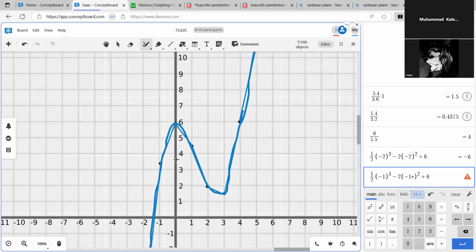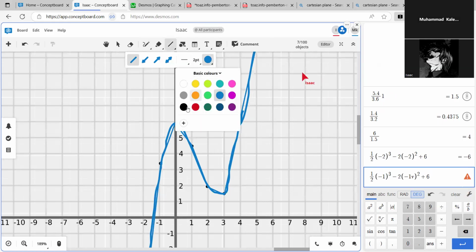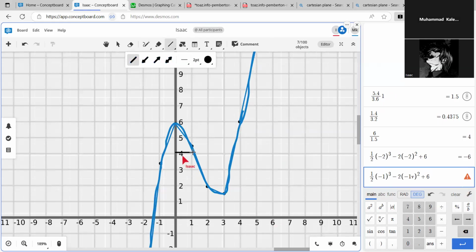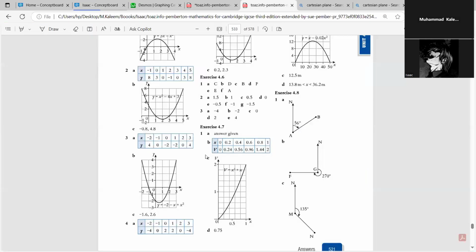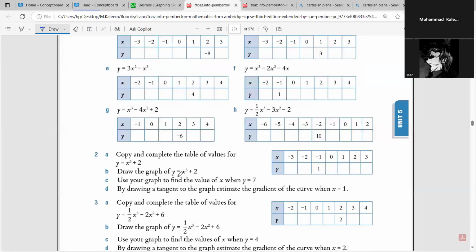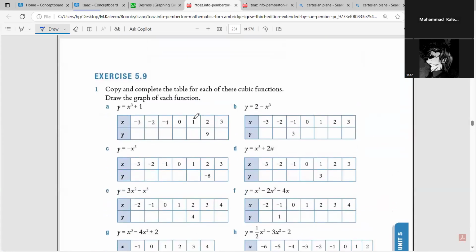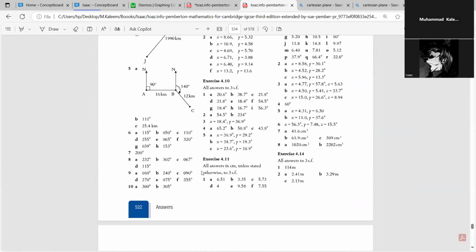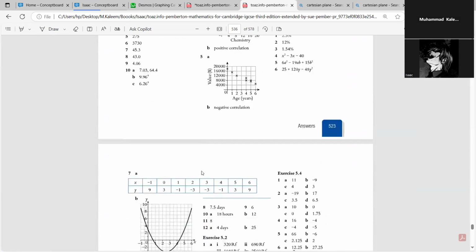When y is 4, y is 4 here. It's 1.1 and negative 0.8. Let's verify the answer. Which question was this? Question number 3.